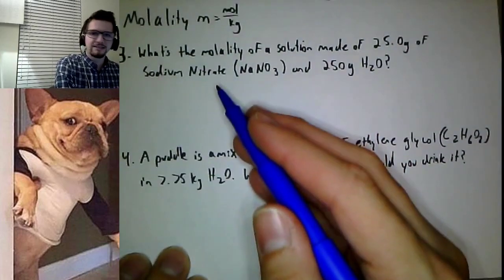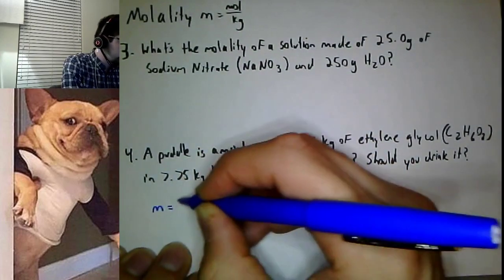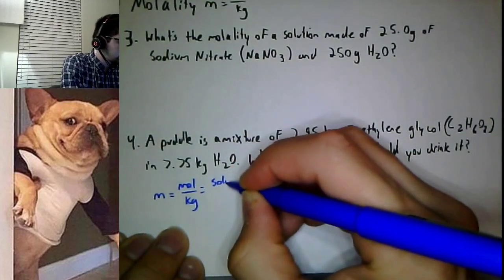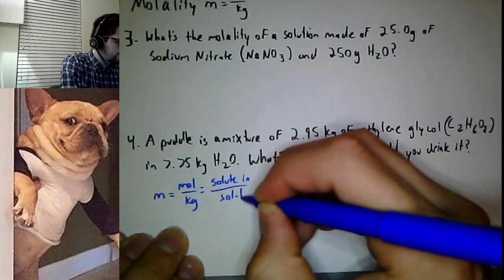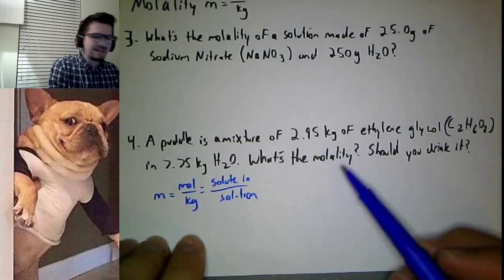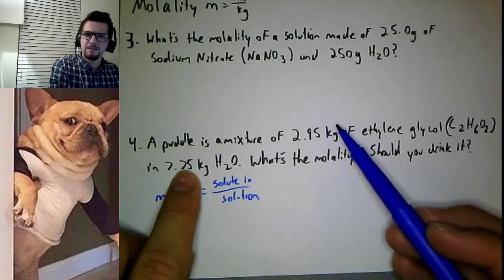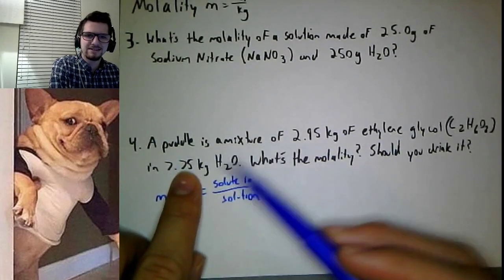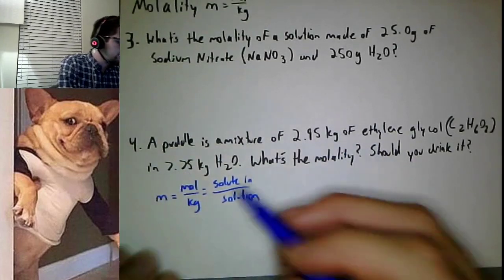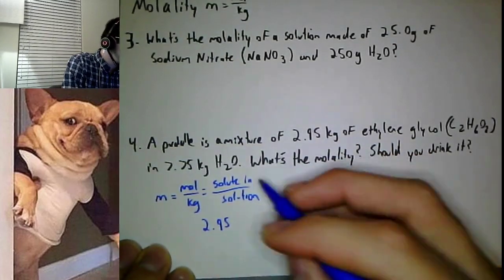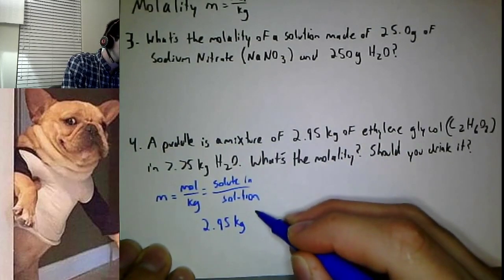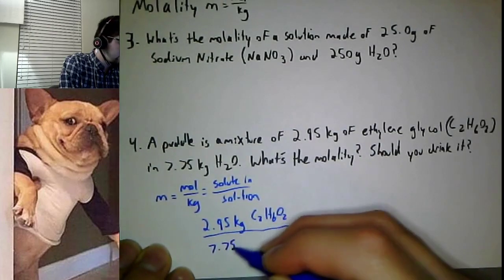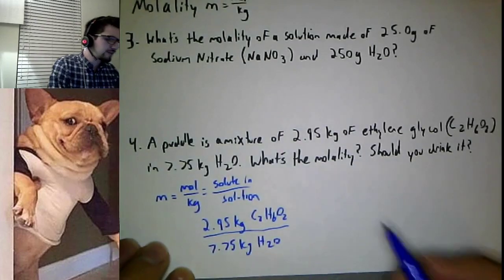So what's my equation for molality? It's little m equals moles per kilogram. And again, that is solute in solution. So which one of these is going to be in the other one? Well, it definitely looks like this is in that. So it kind of gave me the answer there. So I'm going to put 2.95 kilograms of C2H6O2 over 7.75 kilograms of water. Now what is it asking for?